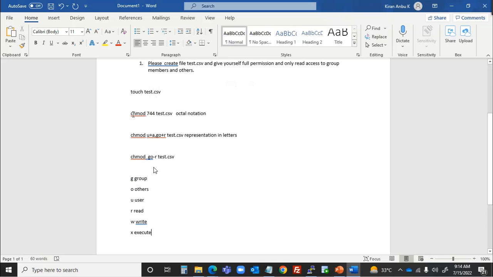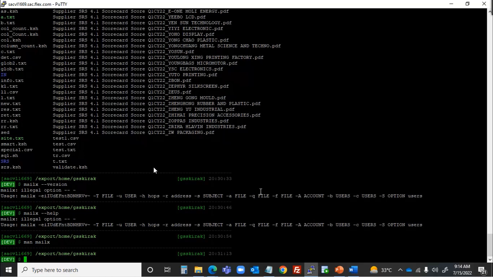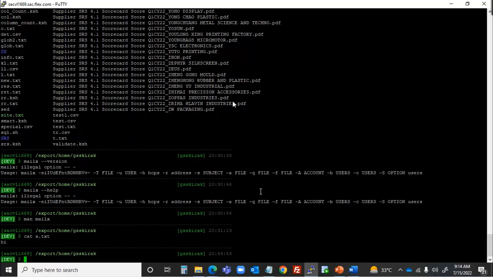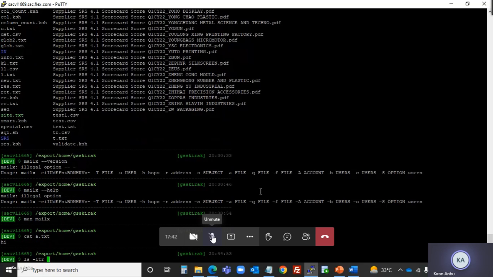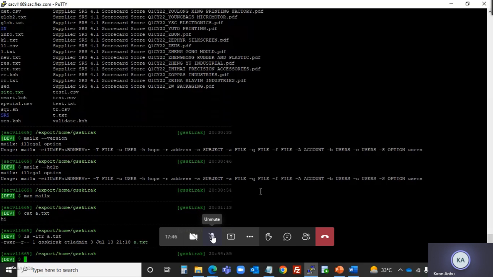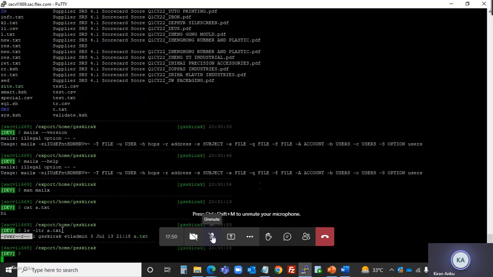For example, here I have given chmod 744 test.csv. So let's try this. If I use ls -lt3 and a.txt, let's see what content is in a.txt. Not only hi is there. So let's see the permission. So you can see, right. So let's copy this.